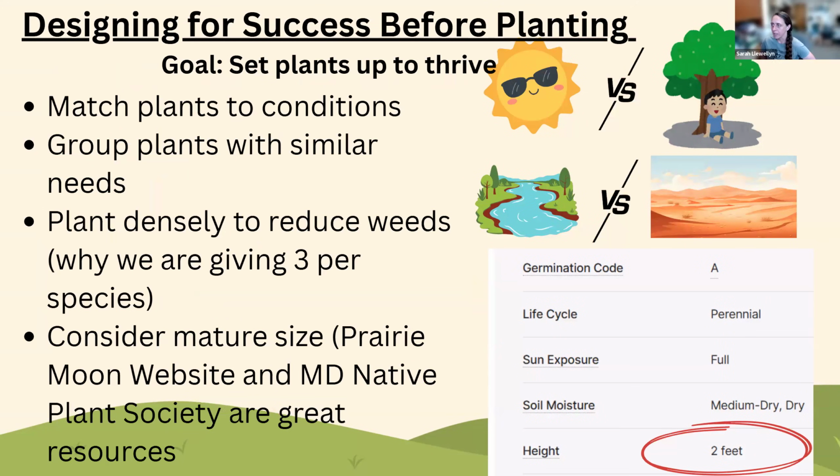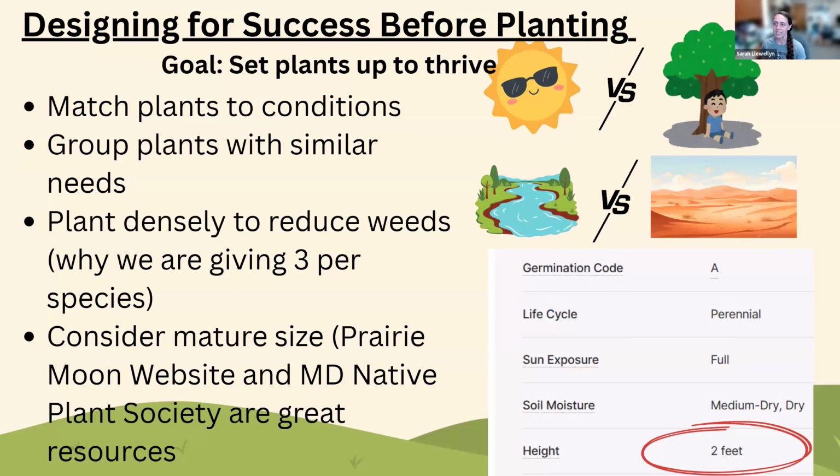So the goal is to set up plants to thrive. We want to match them to their conditions. So does it need a sunny place or does it need a shady place? The resource that we said would be a great one would be Prairie Moon, where you can see it. Now, when we give you your plants, it's going to say what it is on there. It's going to say what it prefers versus what it doesn't prefer, and it's definitely going to have the name of the plant. So that'll give you the opportunity to make sure.